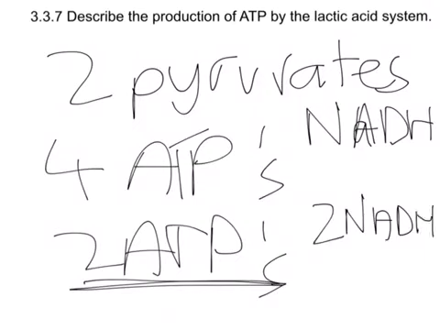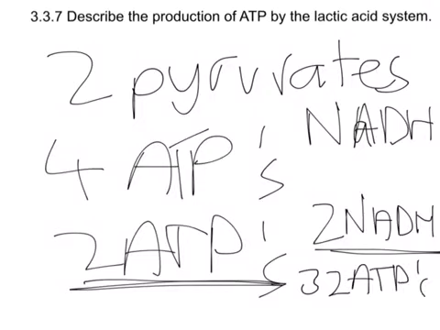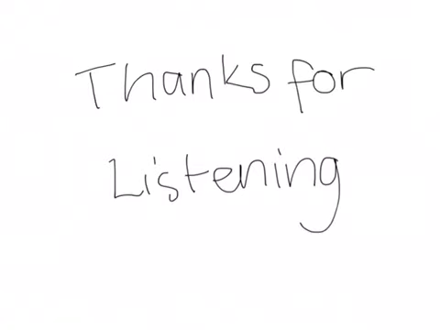This shows that the lactic acid system is much less effective than the aerobic system, because the aerobic system produces 32 ATPs. So that's how ATP is formed by the phosphate creatine and the lactic acid system.